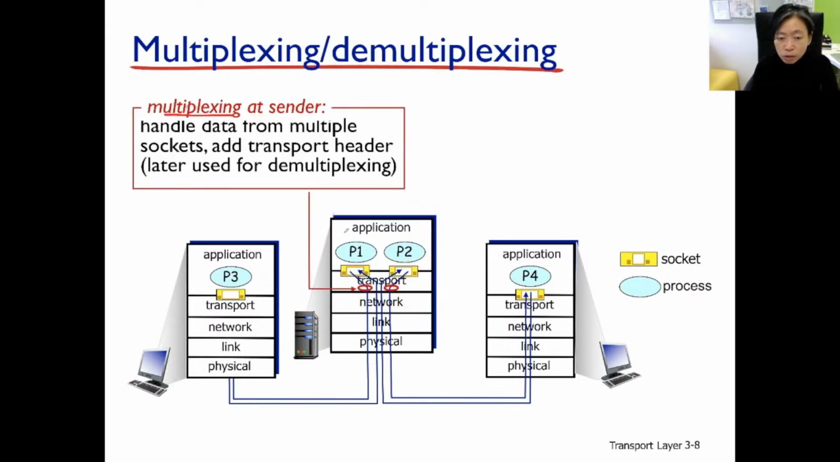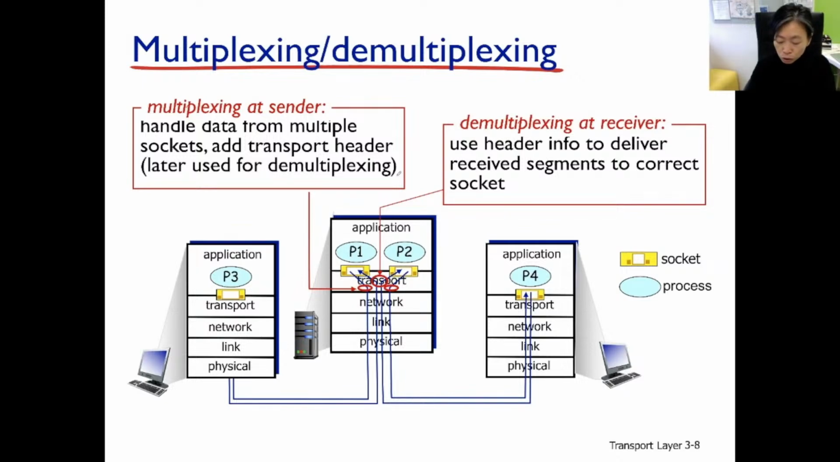So this host here, from P1 and P2's point of view, generating this message, is the sender. So it handles data from multiple sockets or data from multiple processes, and adds the transport layer header. So it adds a little bit more information on top of these packets, and therefore later they can be used for the demuxing purpose.